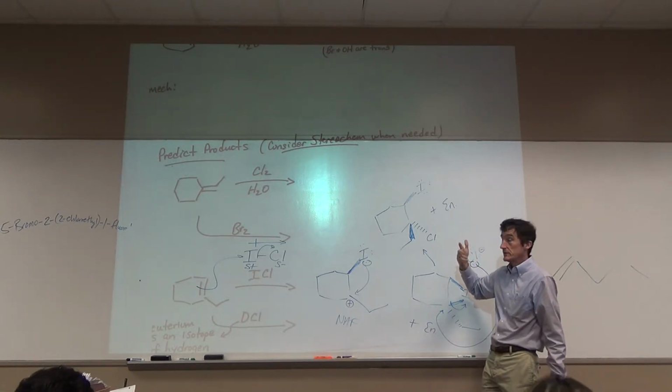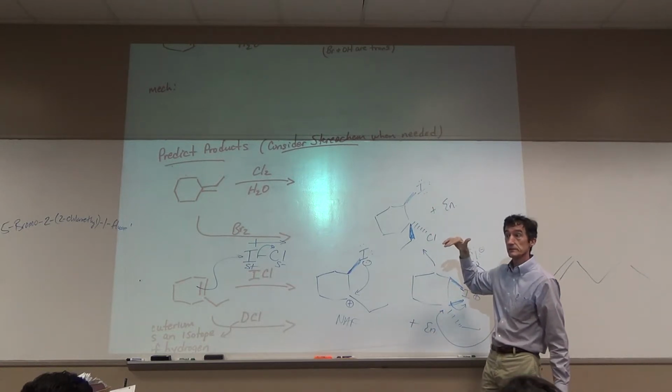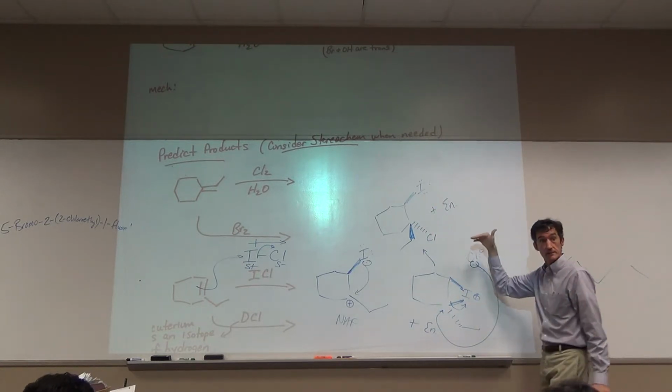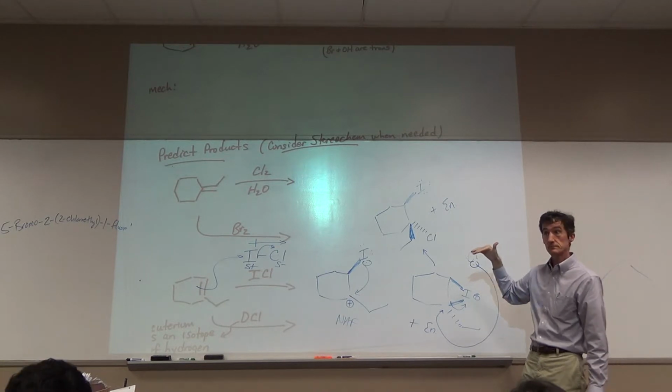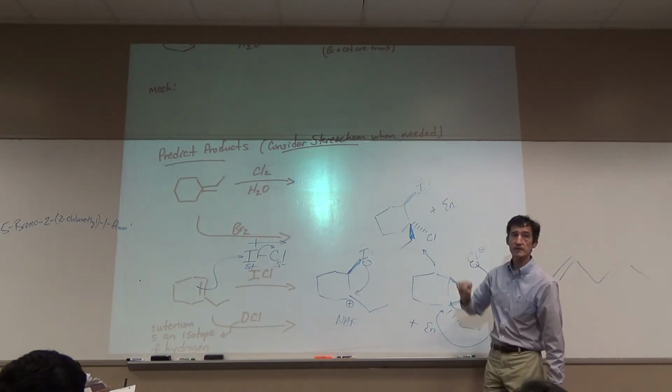Was it random? Did we have I here or I there? Or was I only in one place? Only in one place. It's only in one region. This reaction is regioselective. We did not get the iodine here and the chlorine there.